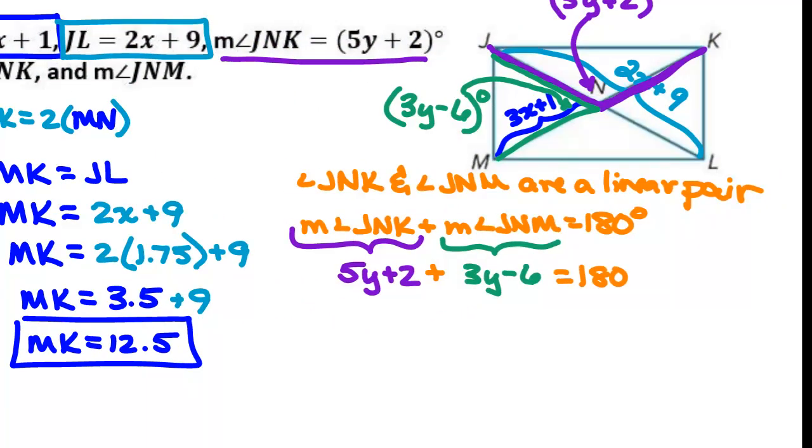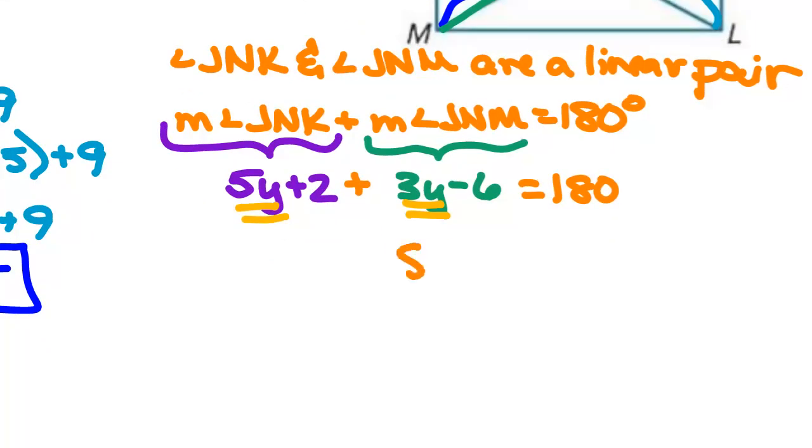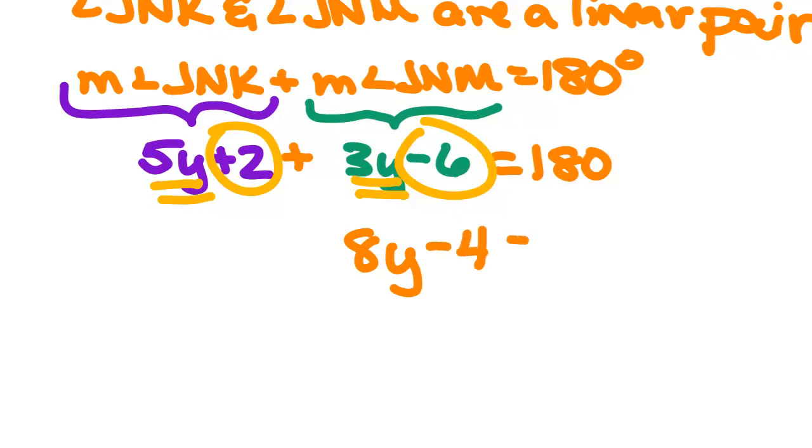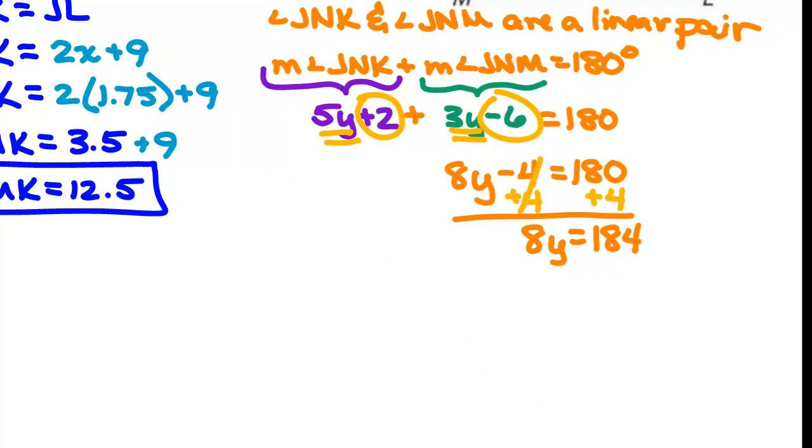So we're going to combine our like terms together. 5y and 3y would combine to give me what? 8y. What about 2 minus 6? Negative 4. So 8y minus 4 equals 180. What do I want to do now? Add 4 to both sides. So I have 8y equals 184. And now I do what? Divide both sides by 8. And that means y is how big? 23.